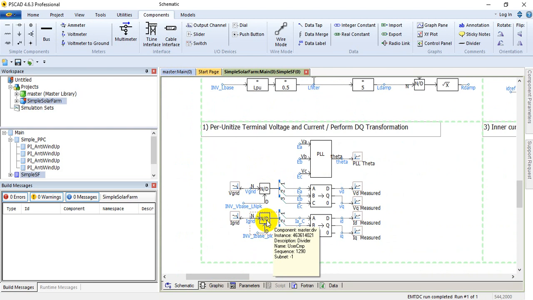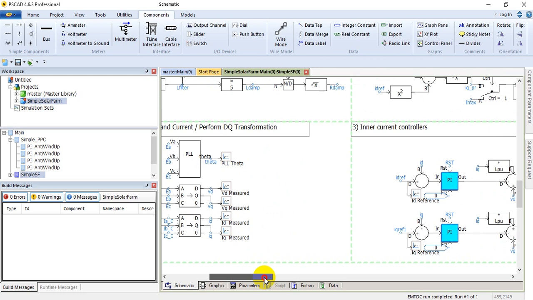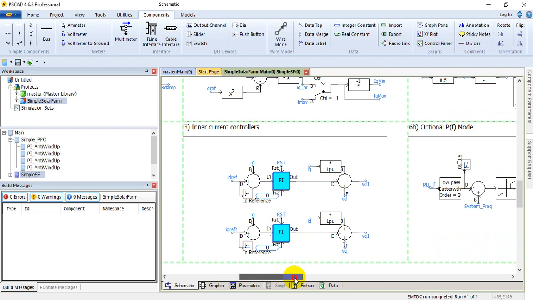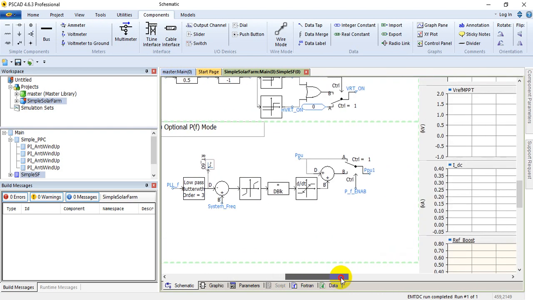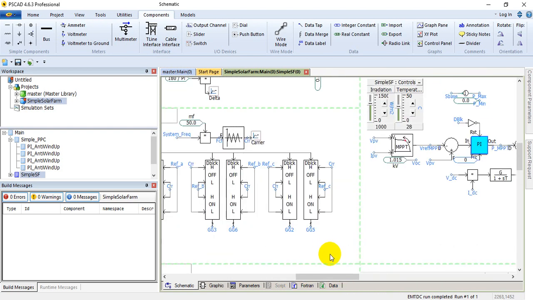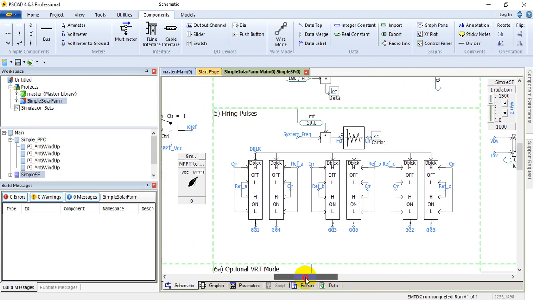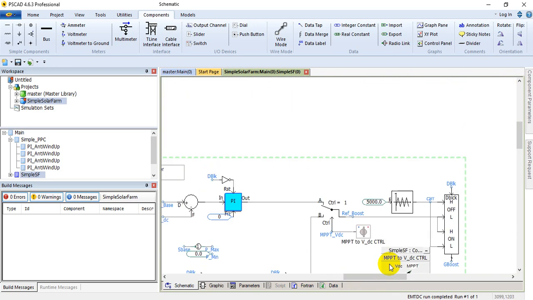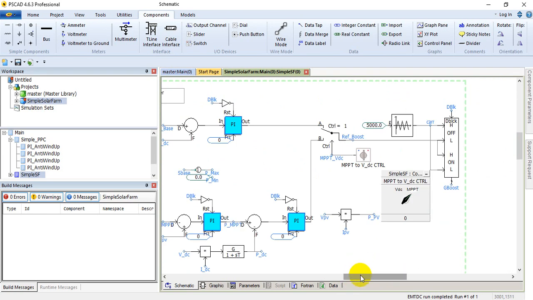So this is the complete basic theory involved in the design of a solar farm. In order to get more information, you can do a literature review for each parameter, like the inverter and the inner current controller. The main purpose is that we must have these values, like the firing pulses that are generated. Ultimately, what we need are these six pulses here.